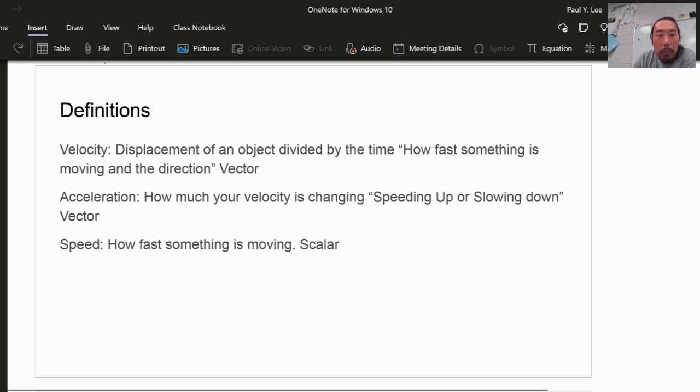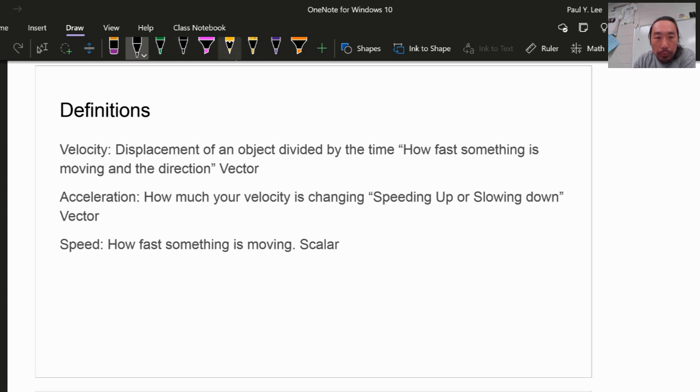Okay, the other big difference between the two is that velocity is looking at displacement, versus speed, which looks at distance. Now, it's important to point out here that displacement is, in fact, a vector, and distance is a scalar. So the two correlate with each other.